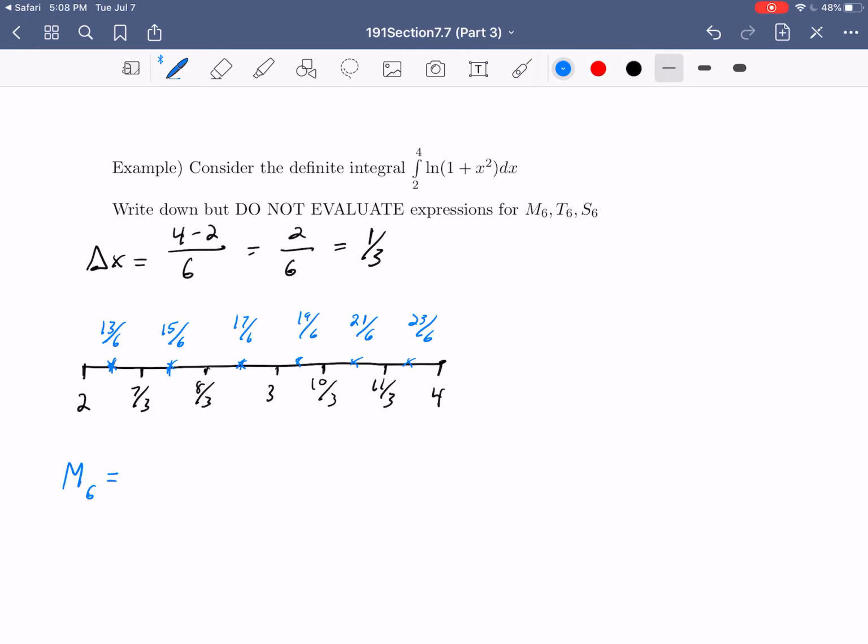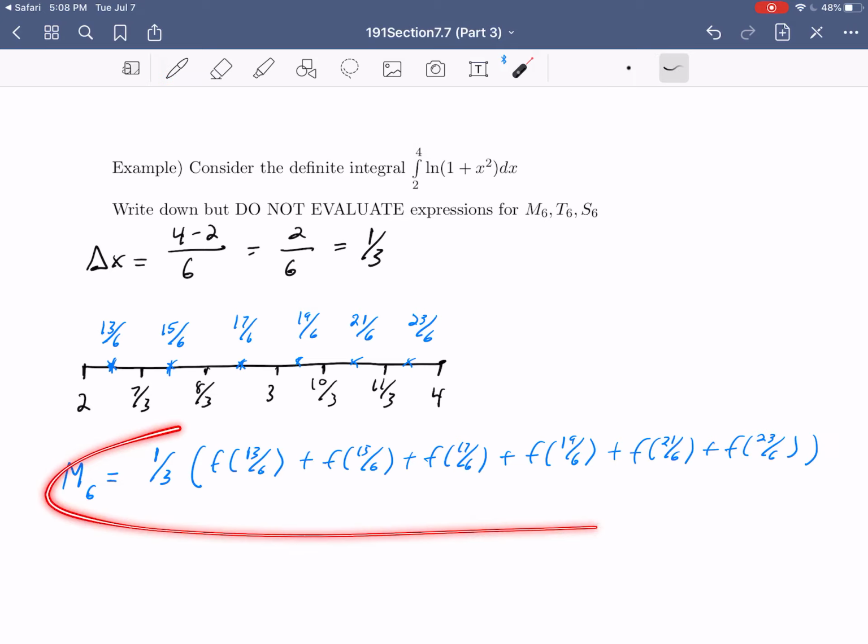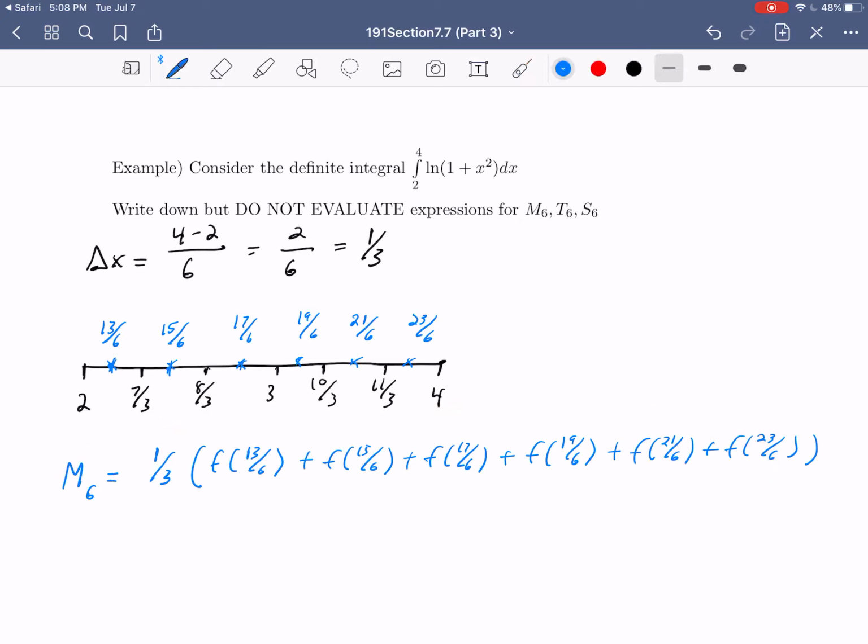So these 6 values are going to be the 6 approximations used for the midpoint rule. So the midpoint rule is going to be delta x, which is 1/3, times f at 13 over 6 plus f at 15 over 6 plus f at 17 over 6 plus f at 19 over 6 plus f at 21 over 6 plus f at 23 over 6. And the last thing we need to say to set this up is what do we mean by f, or what function are we using there?